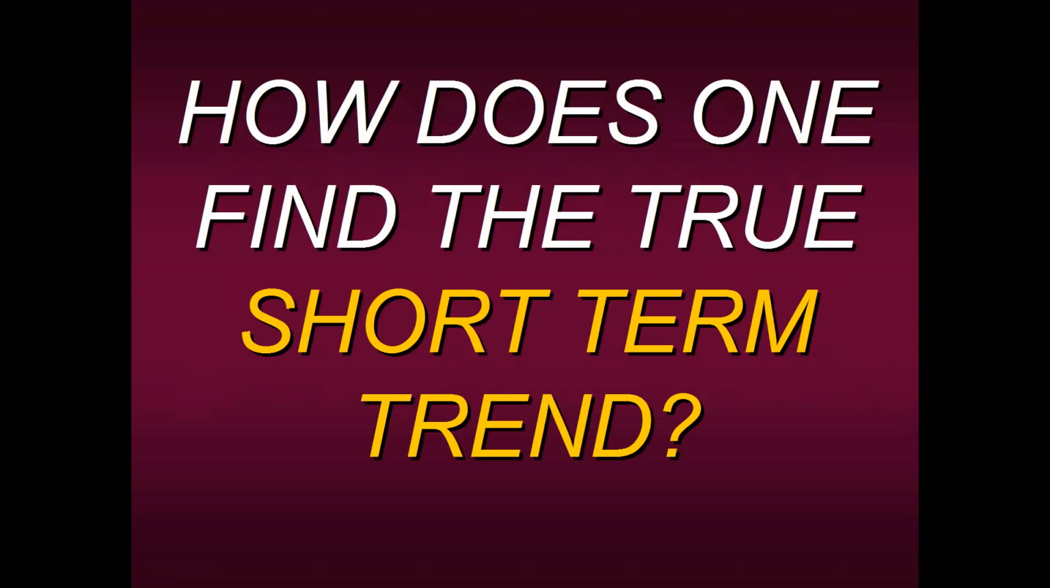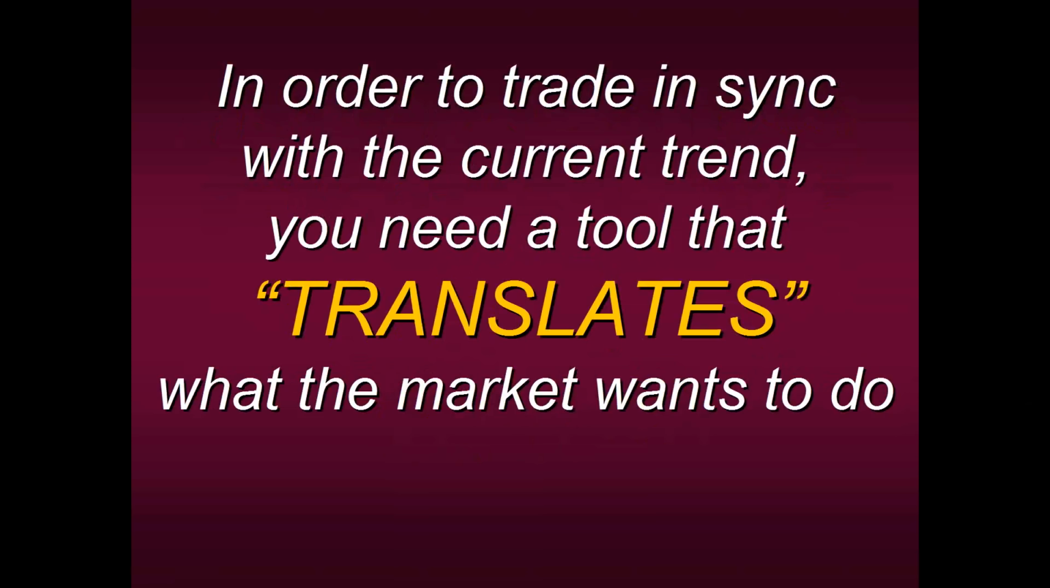Well, my answer is a little bit different from what you've probably heard, because in order to trade in sync with the current trend, most specifically the short term, you need a tool that translates what the market wants to do. We need a translator, because the market is always telling you, just about 99.9% of the time, what it wants to do in advance. The only trouble is we have been trained as traders to always listen to something else other than the market. We're always trained to listen to some indicator, some guy in a chat room, someone on TV, or some news event, or even the earnings to tell us what's going to happen. But we never focus on what the market is telling us. And the reason is because most traders don't know how to listen to the market. We don't have a translator.